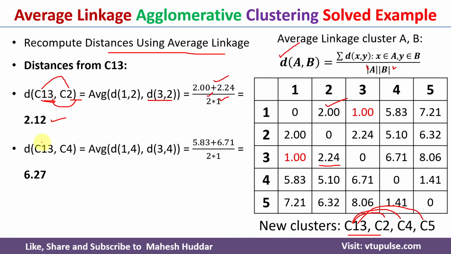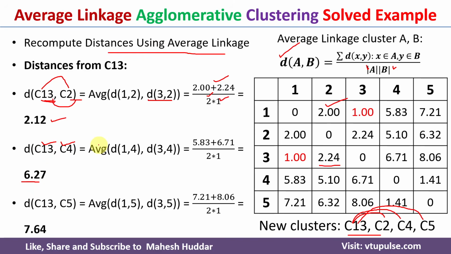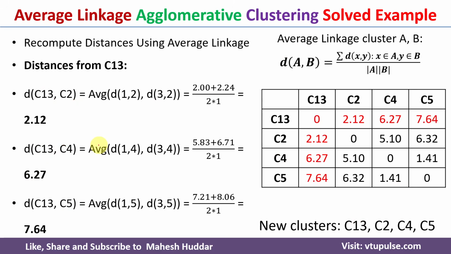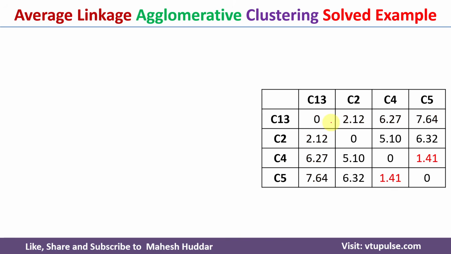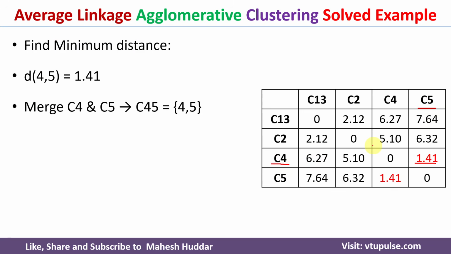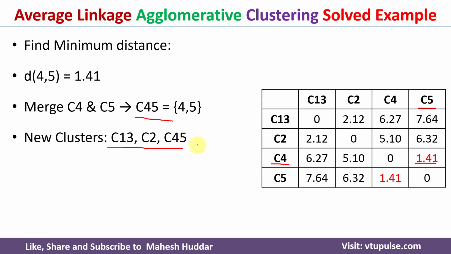Next, I will consider the clusters C13 and C4, and the distance between these two clusters is 6.27. Similarly, we need to find the remaining distances. Once you find the distances, next we need to update this table with the new distances. Once you update the table, next we need to check which pair has the minimum distance. Here we can see that the clusters C4 and C5 have the minimum distance, that is 1.41. So we need to merge these two clusters. We will get the new cluster C45, and the new clusters are C13, C2 and C45.